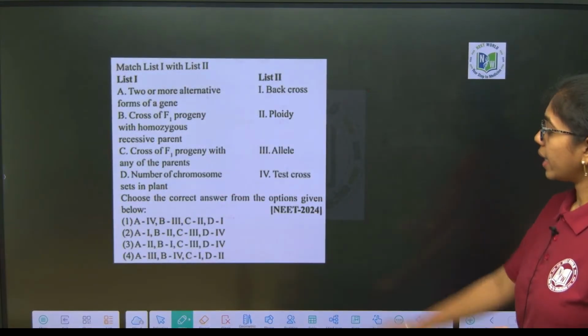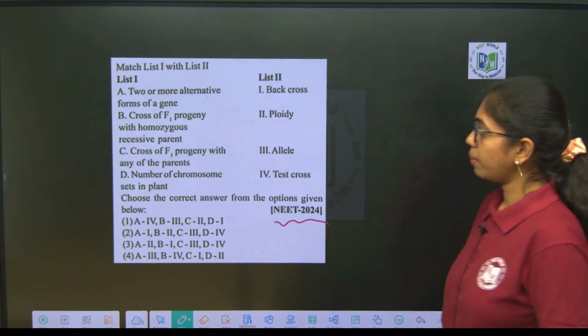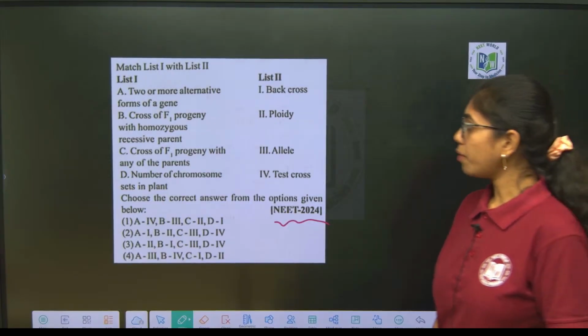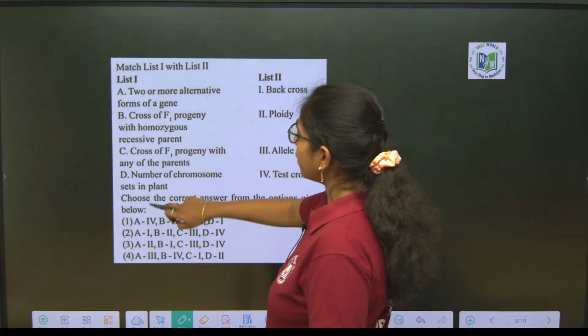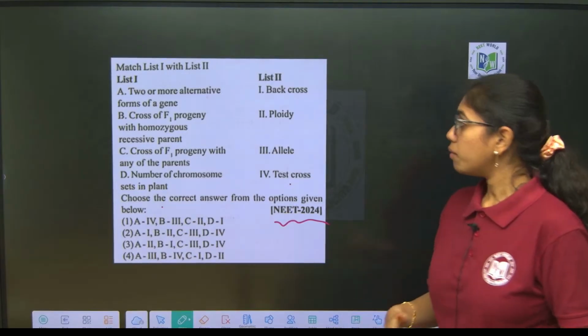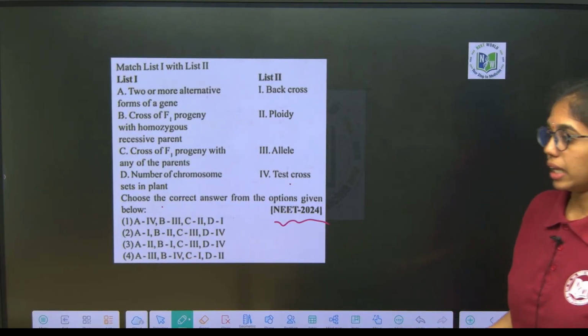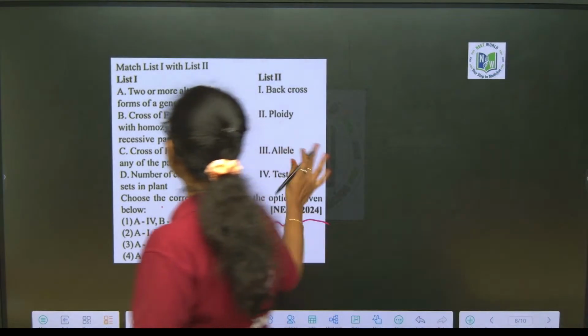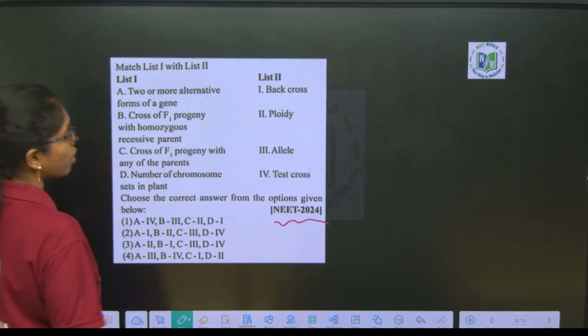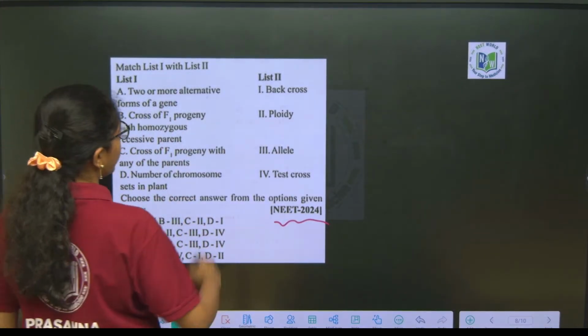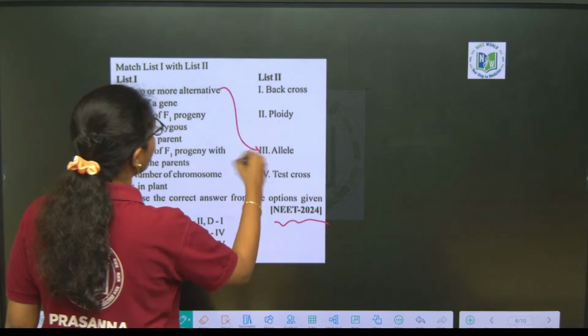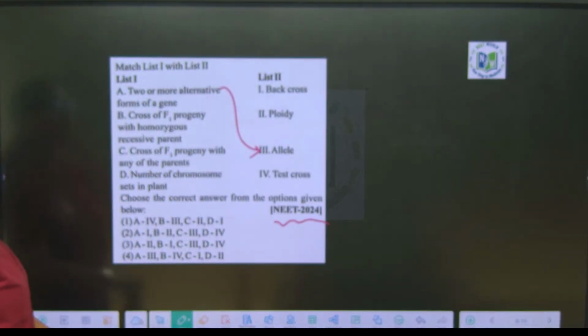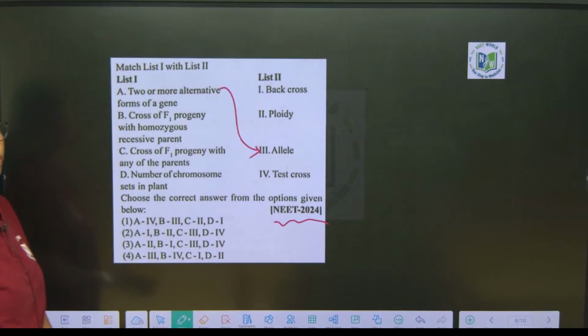And here again a NEET 2024 question, a match the following type of question. The definitions are given and here we have to identify which type of cross, ploidy or allele. So, look at it carefully. 2 or more alternative forms of a gene. 2 or more alternative forms of a gene is called what? Allele. Cross of F1 progeny with homozygous recessive parent.